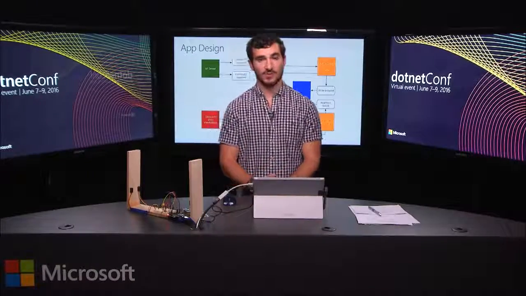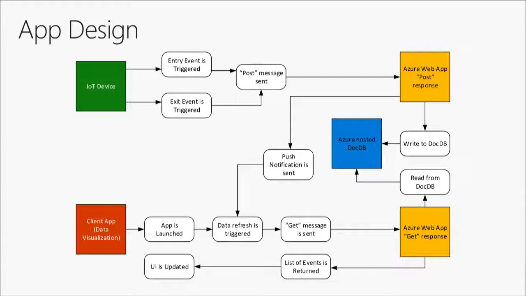So the way we decided we were going to actually build this was using 3 main applications and a suite of Azure services. The first application is an IoT application that actually detects when someone enters or exits the store. In this case, when someone enters or exits, an event is triggered and a post message is sent to an Azure web app that is listening for the response. As soon as the Azure web app gets the post message, it's going to write to a backend database using DocumentDB or DocDB, which again is hosted in Azure. In addition, when the post and when the writing operation to DocDB is complete, it will send a push notification to the data visualization client application, which I will have on my desktop and my phone.